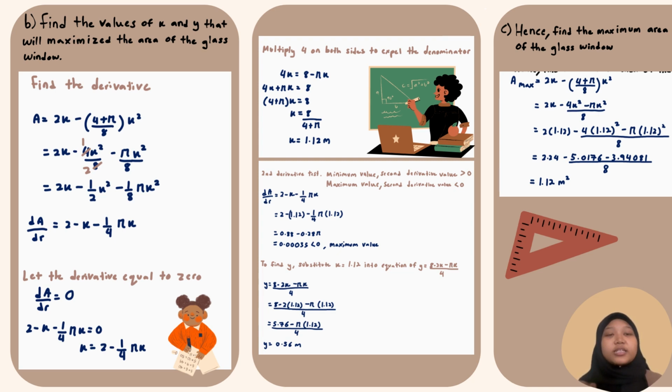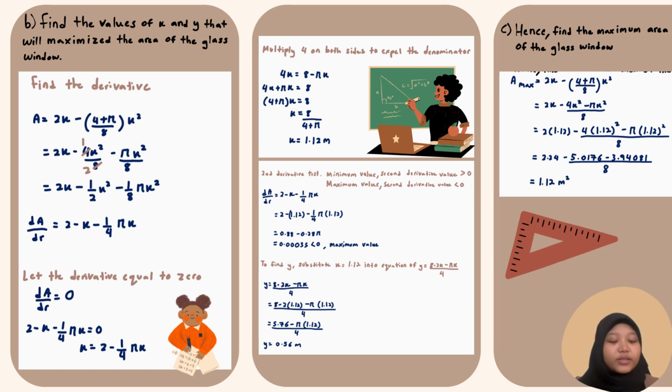Furthermore, we will do a second derivative test to identify whether it's a minimum value or a maximum value. For a minimum value, the second derivative will be higher than 0. If it's a maximum value, the second derivative will be lower than 0. So dA over dr equal to 2 minus x minus 1 over 4 pi x. And then we substitute x equal to 1.12, which will be equal to 2 minus 1.12 minus 1 over 4 pi (1.12). Then equal to 0.88 minus 0.28 pi. And lastly, we will get 0.00035, which is lower than 0, which means it's a maximum value.